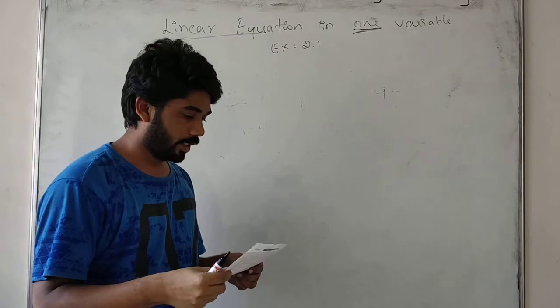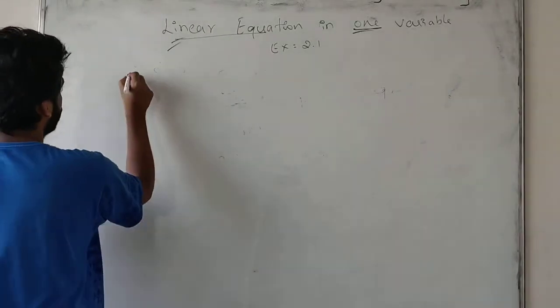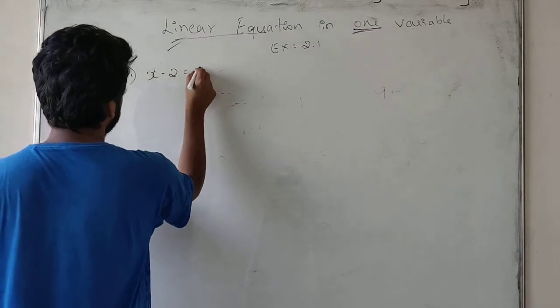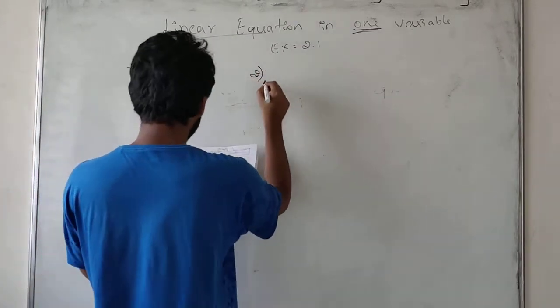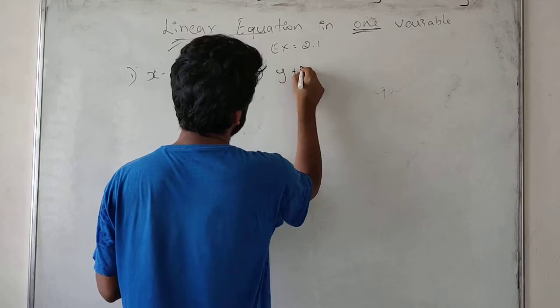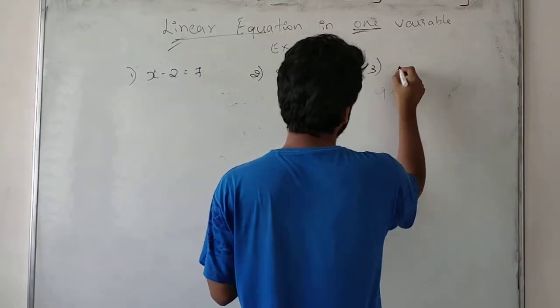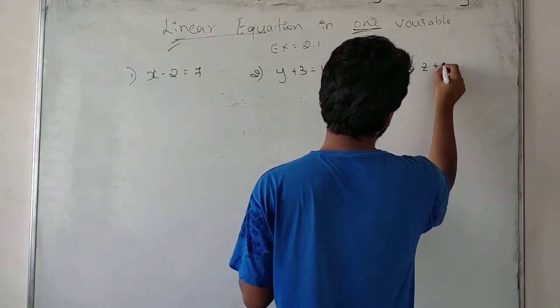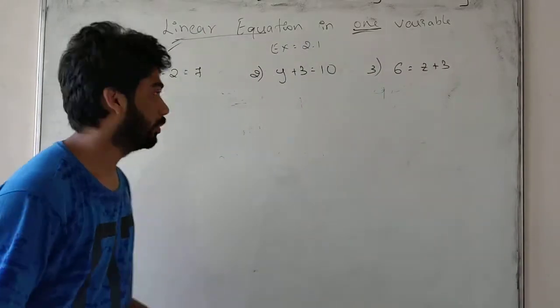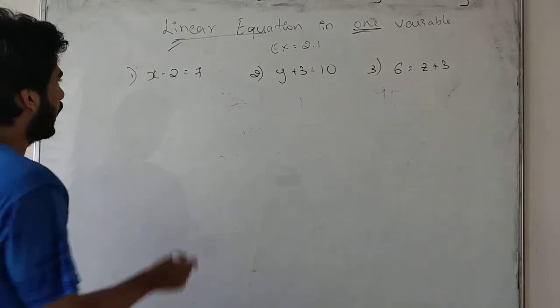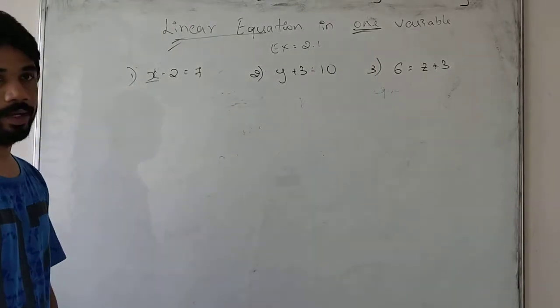Now exercise 2.1, first problem. x minus 2 is equal to 7. Second one, y plus 3 is equal to 10. Third one, 6 is equal to z plus 3. Now in these we have to find the value of x.